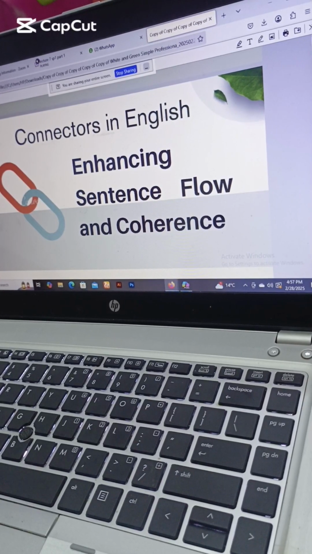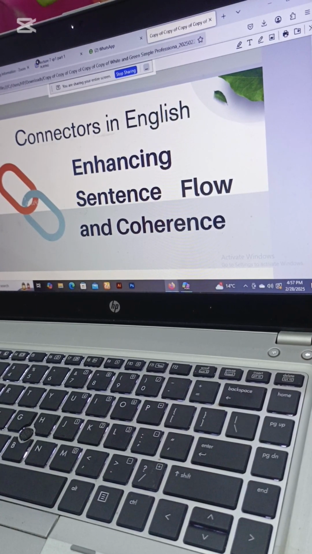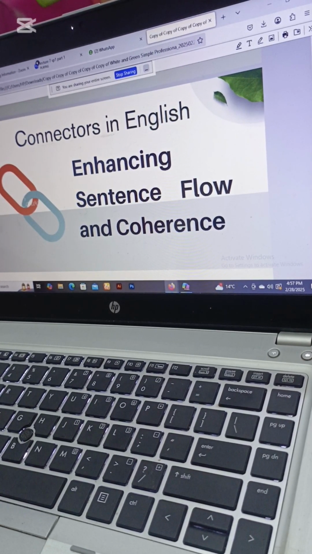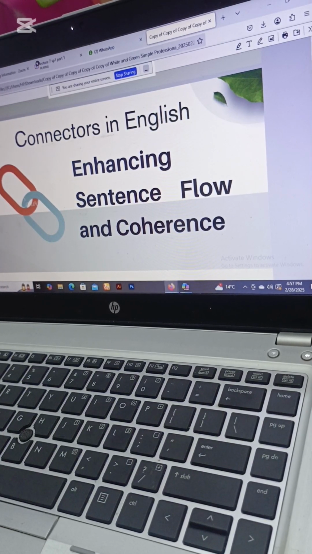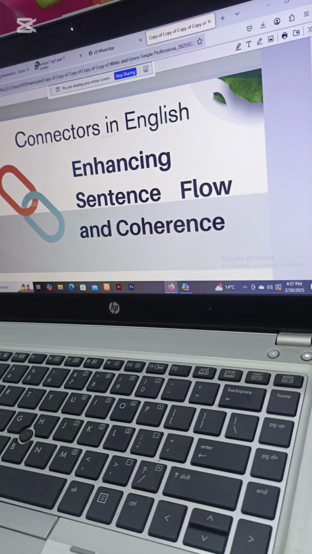Connectors. So, do you know connectors in English, what they are? Yes, ma'am. They connect the two meanings. Yeah, two sentences or two meanings basically. So, can you give any example? Can you recall any connector?